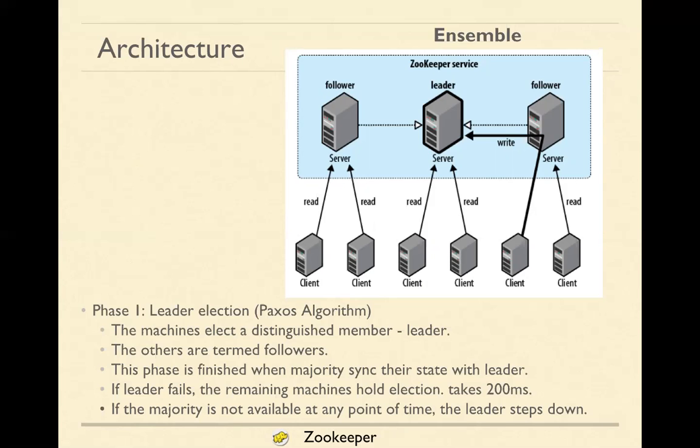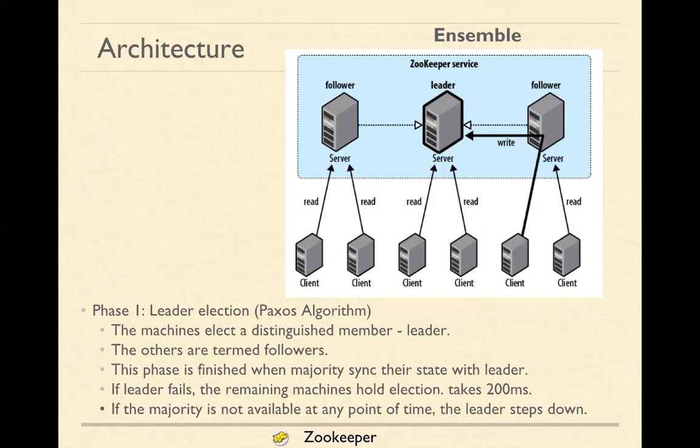The machine that gets the maximum votes, the machine which has the latest data, becomes the leader. Okay, so the distinguished member is called the leader. There's only one leader, the rest are called followers. Out of three machines, there'll be one leader and two followers. This phase is finished when a majority of the other machines synchronize their state with the leader. They get the latest copy of the data from the leader, and everybody is on the same page.